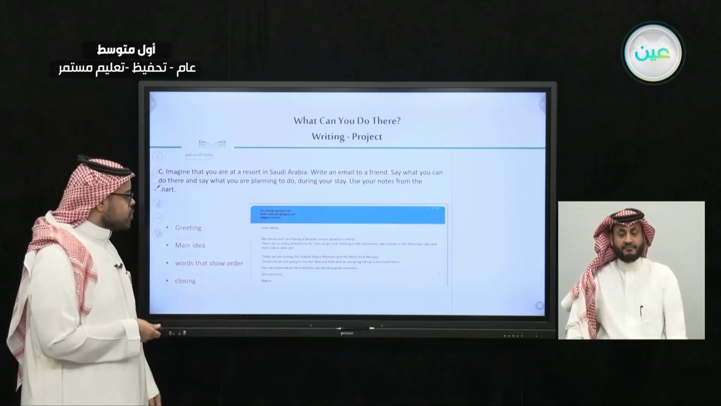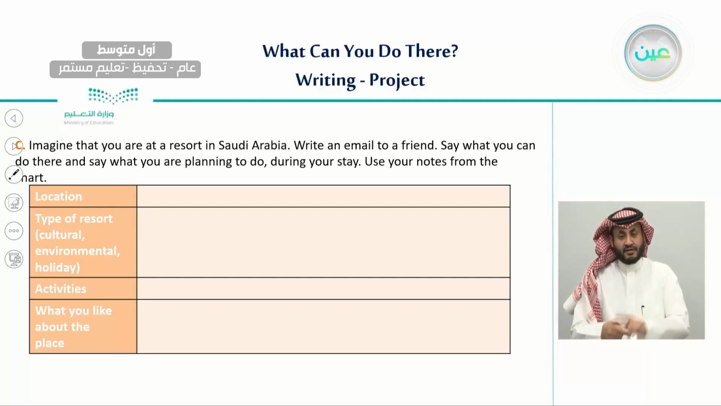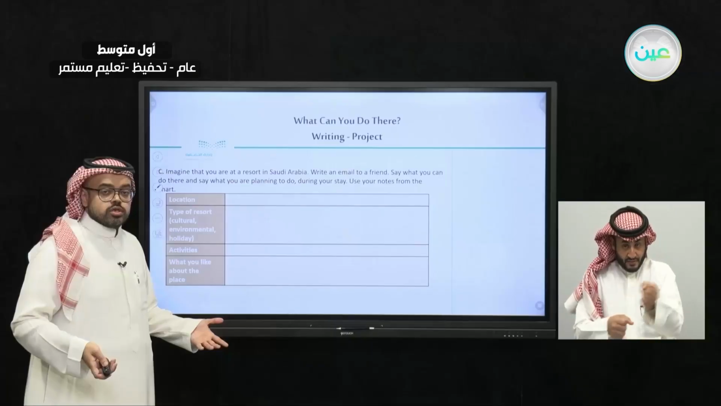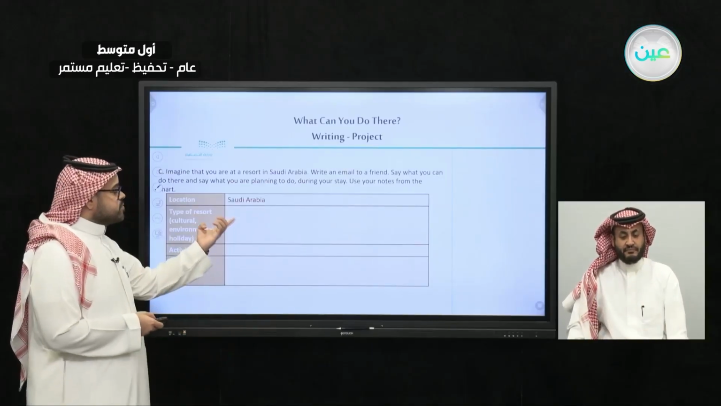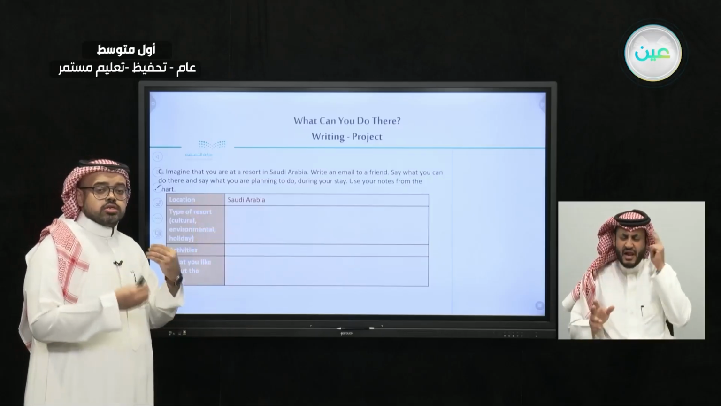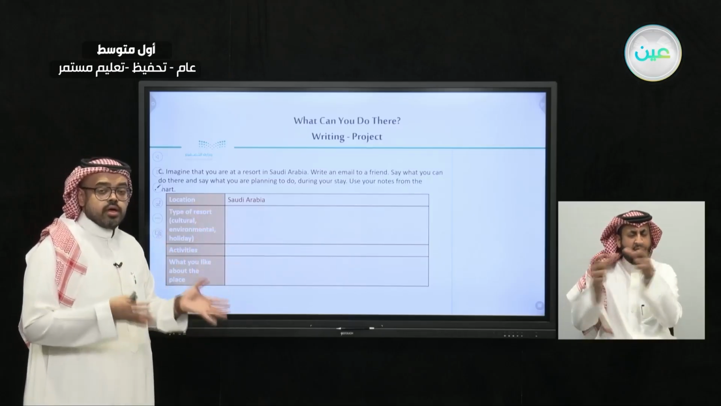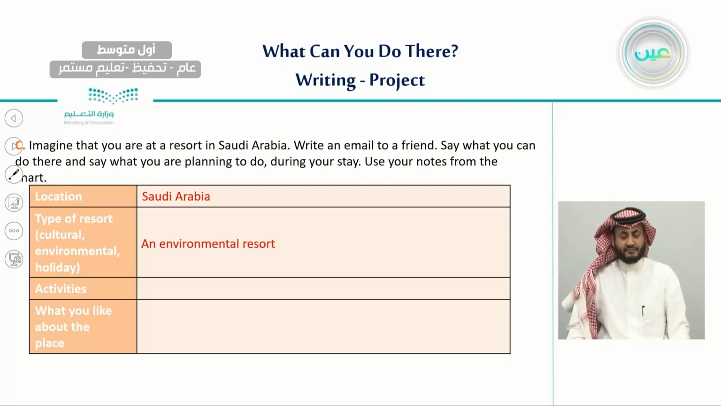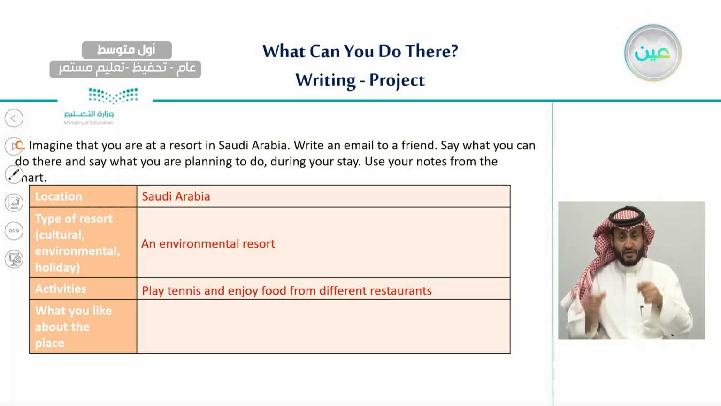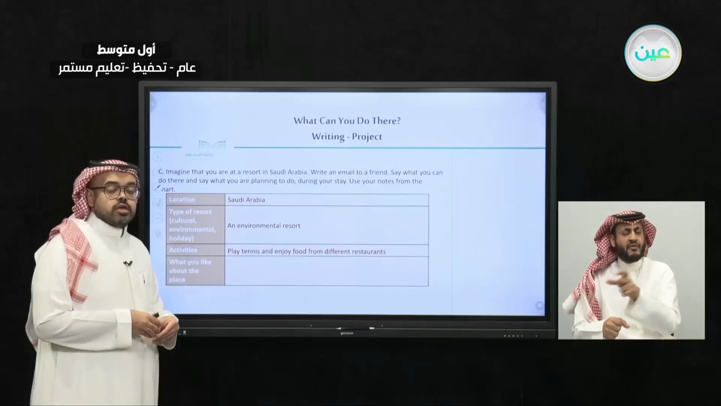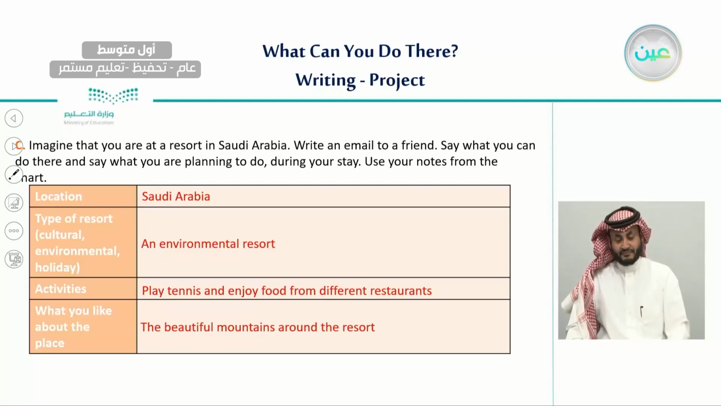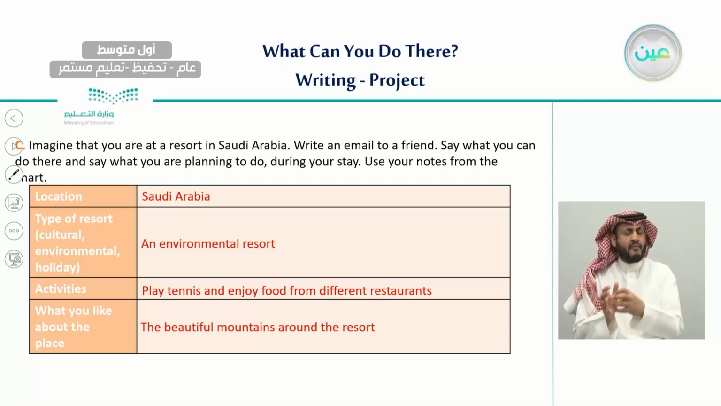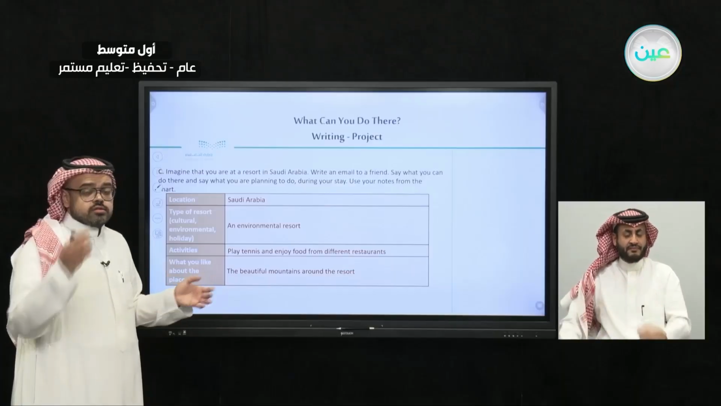So again, don't forget to use the chart to write about the resort you would like to write about. And also, try to be specific, not only saying Saudi Arabia, try to say which part of Saudi Arabia this resort is. And don't forget to talk about what type of resort it is, and also what kind of activities that people can see or have in that resort. Also, what you like about the places. You can write as many sentences as you like.